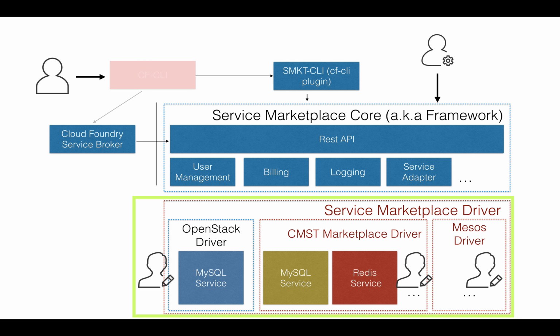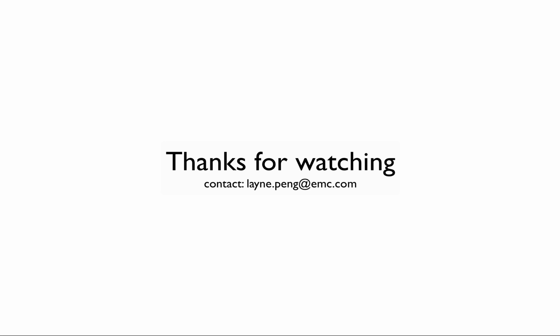Service Marketplace drivers are contributed by contributors, and are responsible for the real operations on the service instances. There may be many drivers in the Service Marketplace, just like there are many shops in a marketplace. The architecture of Service Marketplace is more complex than what we describe here. If you're interested in knowing more detail, feel free to contact me.